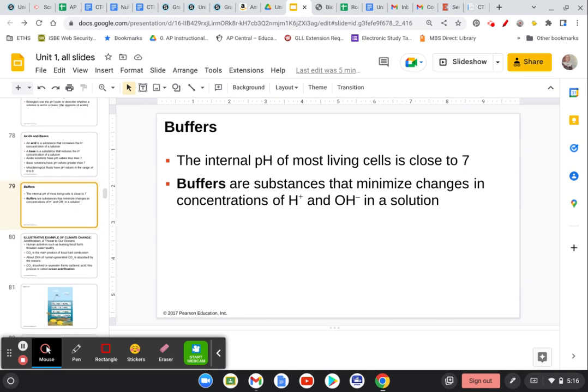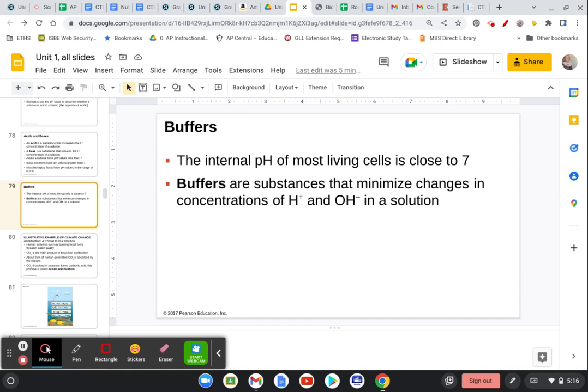So that is an example of what a buffer does. I'm trying to think of a good test question. I actually have an illustrative example on the next slide, but before I get there, I want to talk a little bit more about this, because there was one.